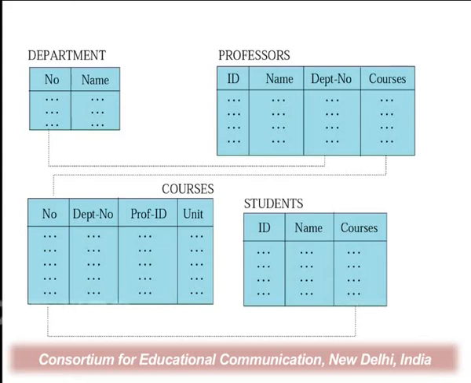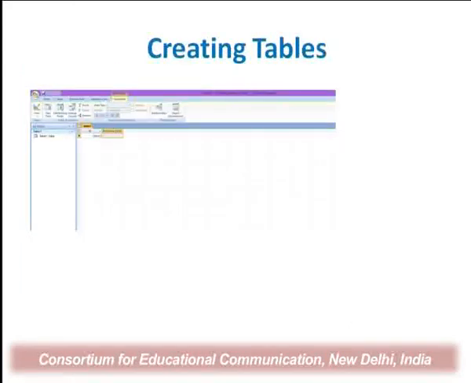So, we will see how this linking of attributes can be done in a practical database management system, a practical RDBMS. First thing we see is how tables can be created. This is the simplest thing. On the top here you can see there is a create menu. You just click on create and you see tables and you create the table.